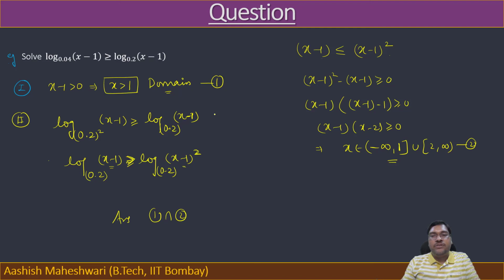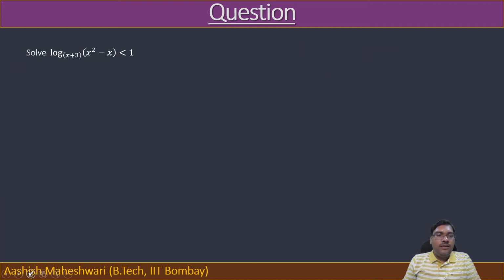So what is the intersection of these two? You can clearly see x greater than 1 here. This is x between 2 to infinity. So what is the answer? x belongs to 2 to infinity. So this is how you can solve this inequality. Okay, now let's move to the next question.